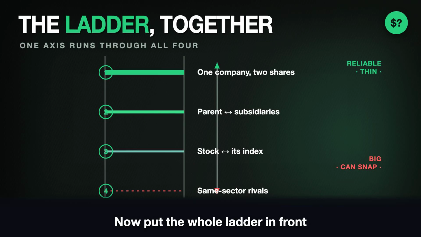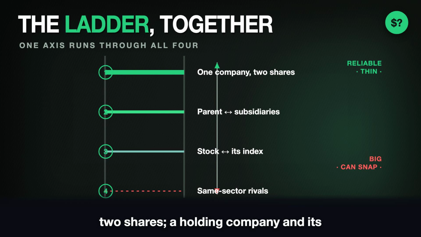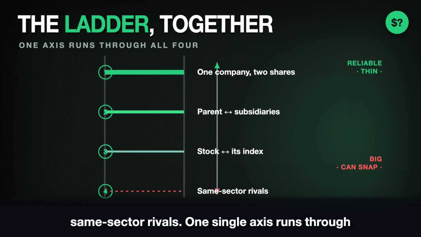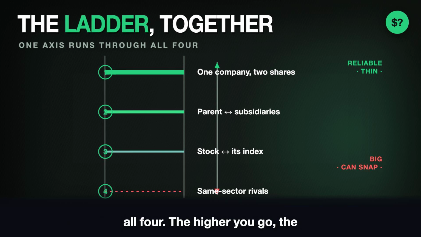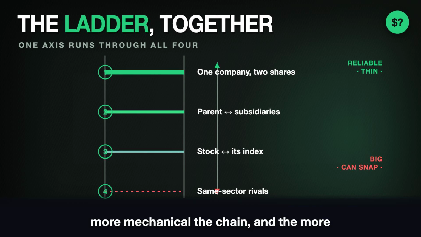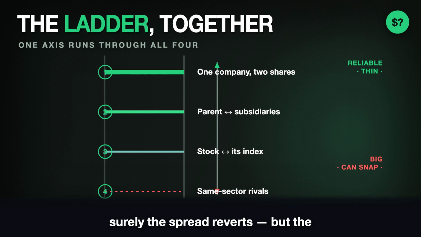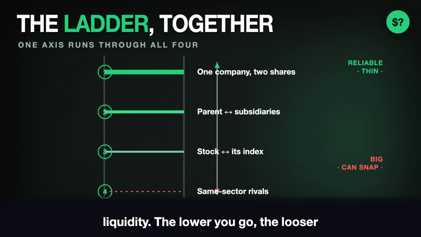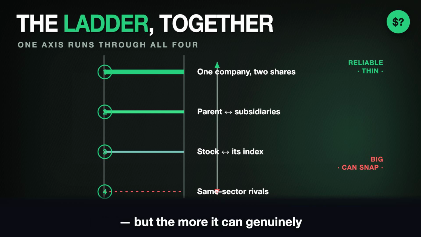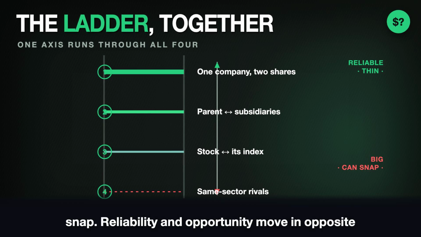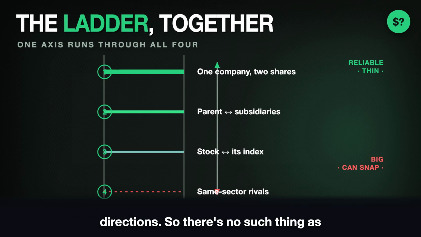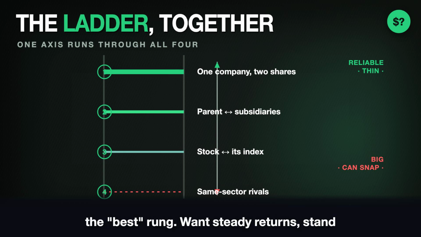Now put the whole ladder in front of you, top to bottom. One company's two shares, a holding company and its subsidiaries, a stock and its index, and same sector rivals. One single axis runs through all four. The higher you go, the more mechanical the chain, and the more surely the spread reverts. But the thinner the profit and the lower the liquidity. The lower you go, the looser the chain, and the bigger the opportunity, but the more it can genuinely snap.